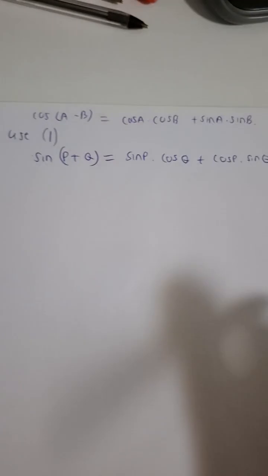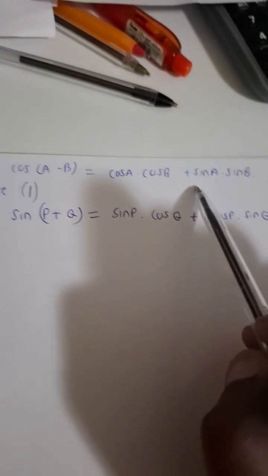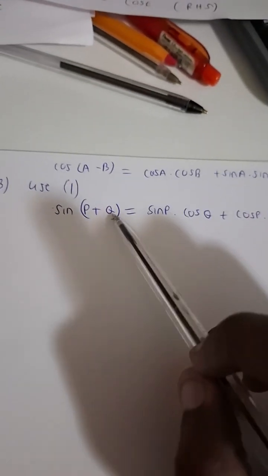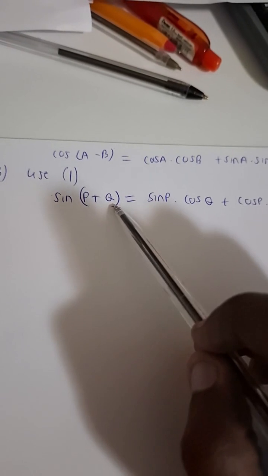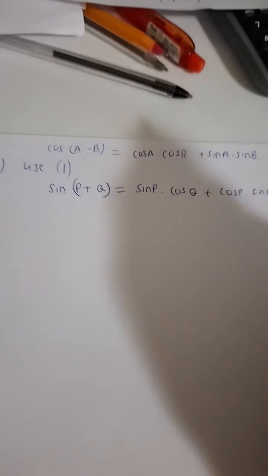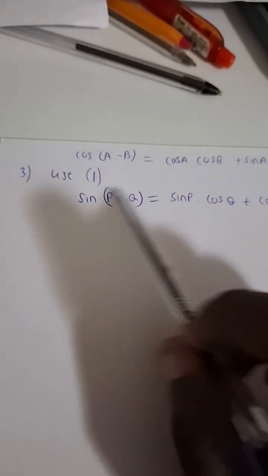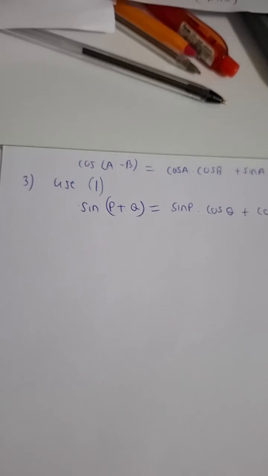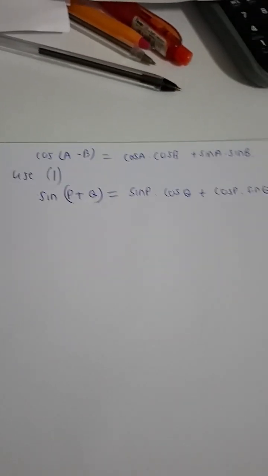Alright, so let's see this one. How now do we use this expansion to find out that sine of P plus Q is equal to sine P cos Q plus cos P sine Q? How do we get this to become that? That is the $1,000,000 question.